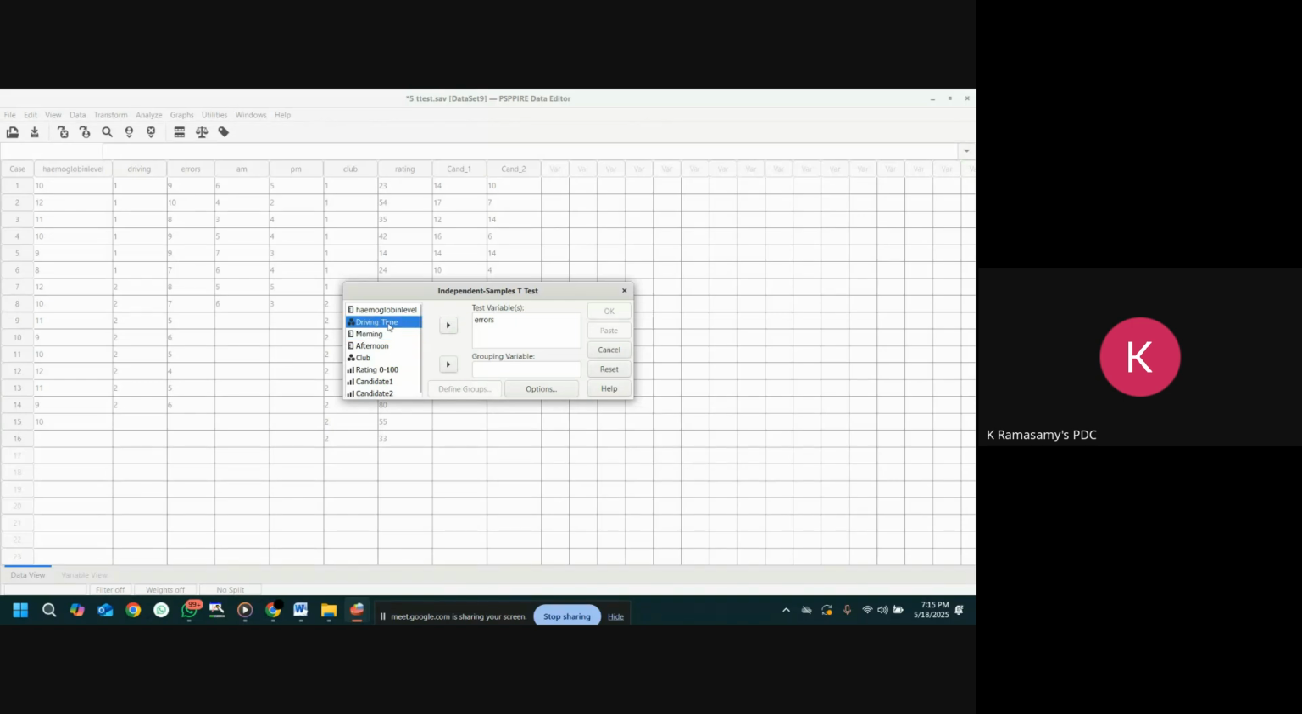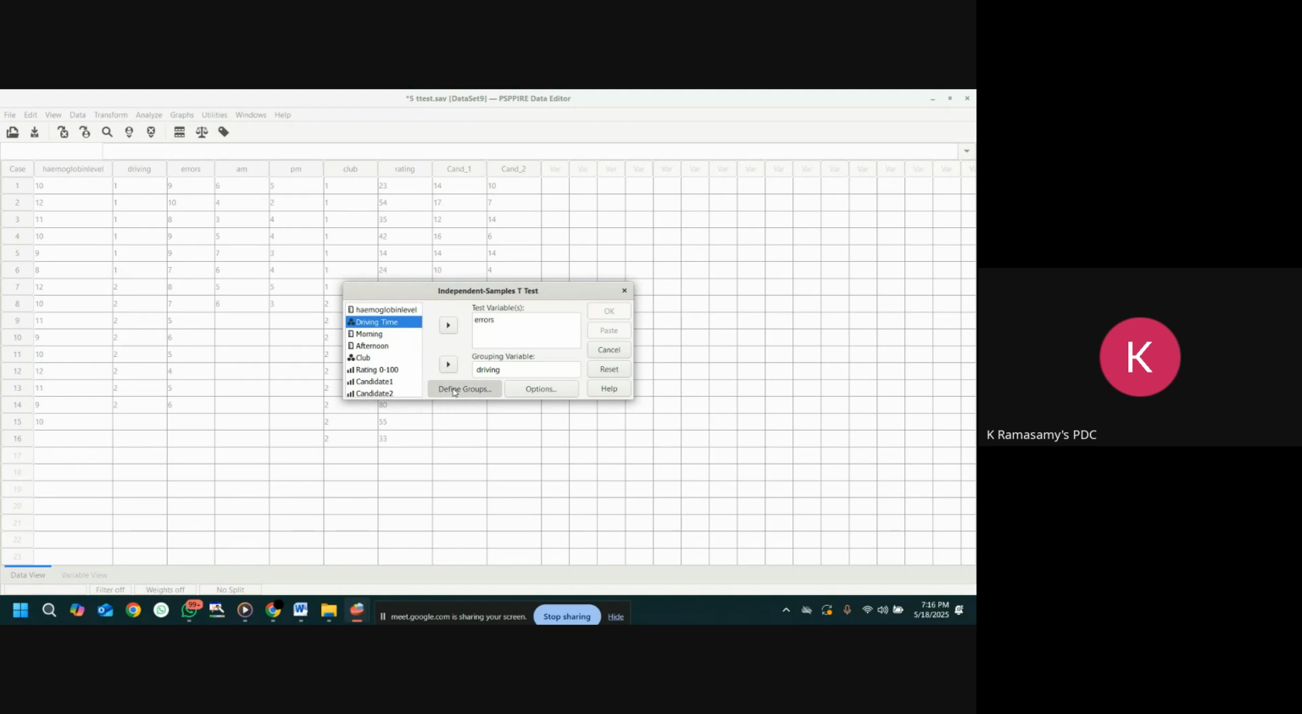Select the driving time, night time or daytime. Send it to the grouping variable. So here, dependent variable. Here, independent variable. I got two groups. I need to define the groups. I need to tell the software, one stands for nighttime driver, two stands for daytime. I need to define it.